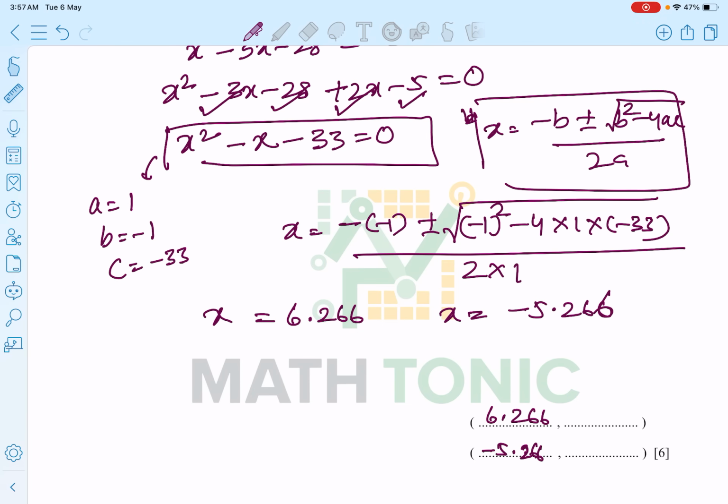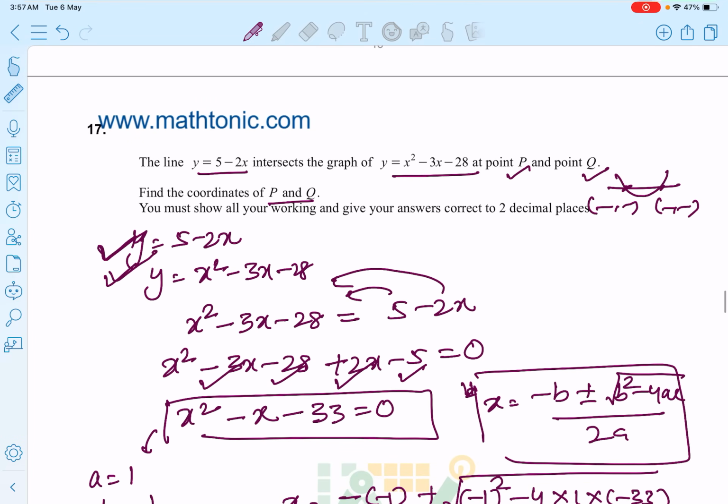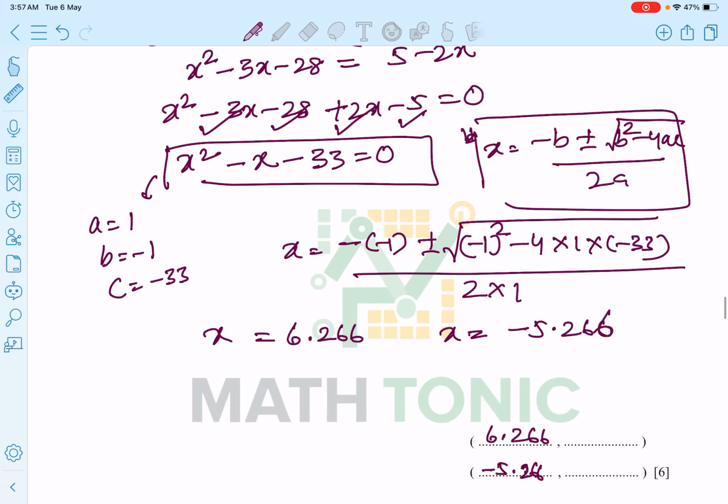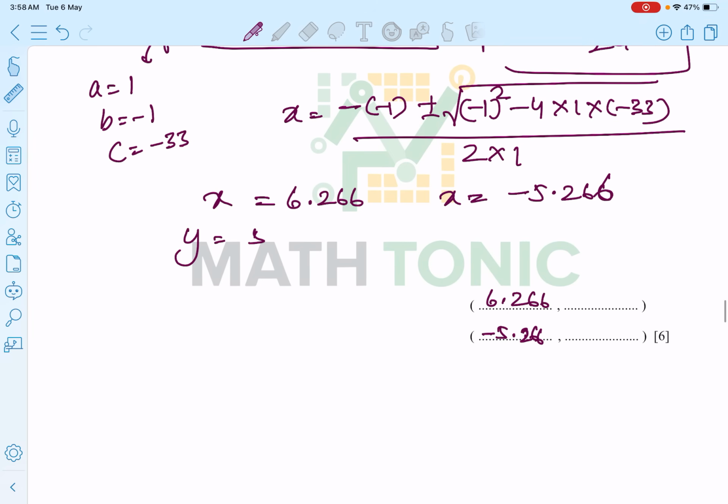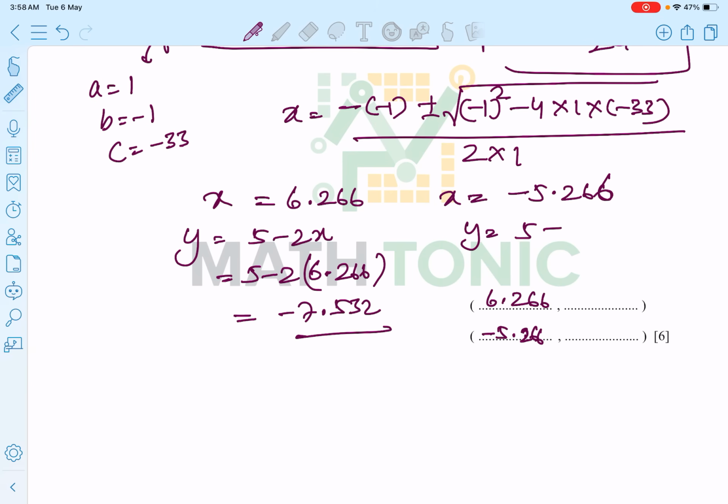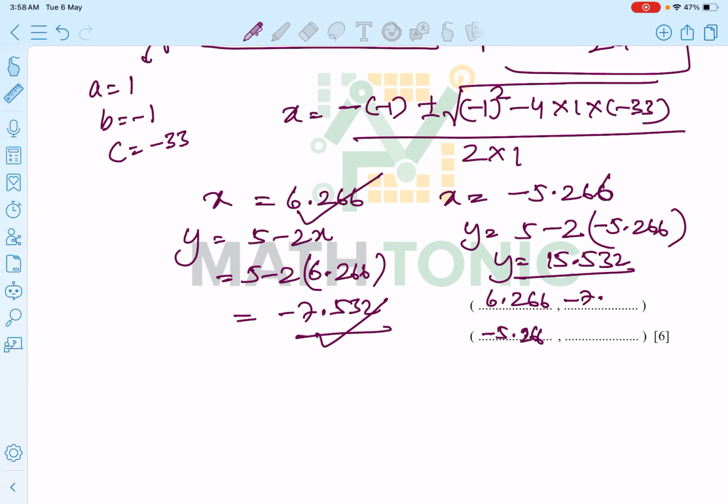Right, now how to find the value of y? You can take any equation, your choice, because you have solved it as a simultaneous equation. For example, I'm taking the first one, y equals 5 minus 2x. So for x I'm going to put in 6.266. When you put the value in the calculator, you will get minus 7.532. And for the other case, again the same thing, y equals 5 minus 2x, so in place of x I write minus 5.266. When I put the value in the calculator, you are going to get 15.532.